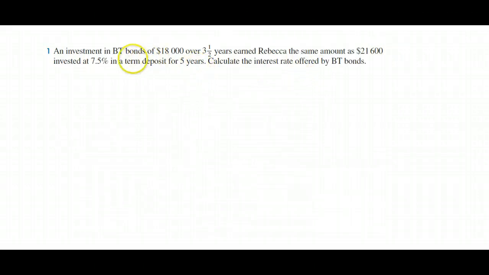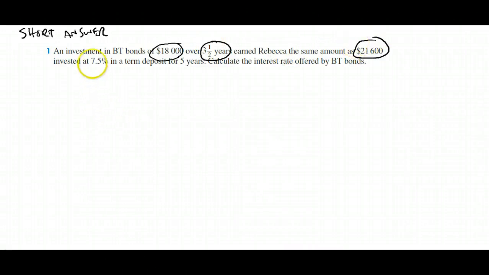Okay, the next few questions are short response questions, so they're not multiple choice anymore. They've just got to give a short answer to it. In question 1 it says an investment in BT bonds of this amount over 3.5 years earned Rebecca the same amount as 21,600 invested at this interest rate in a term deposit for 5 years. We need to calculate the interest rate offered by BT bonds.